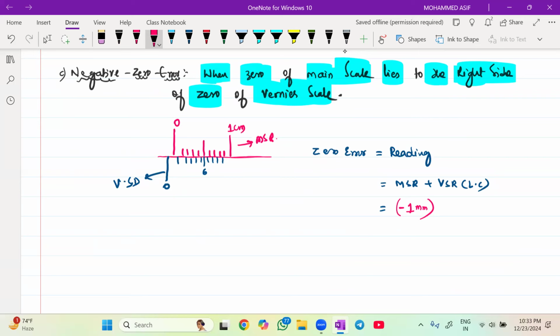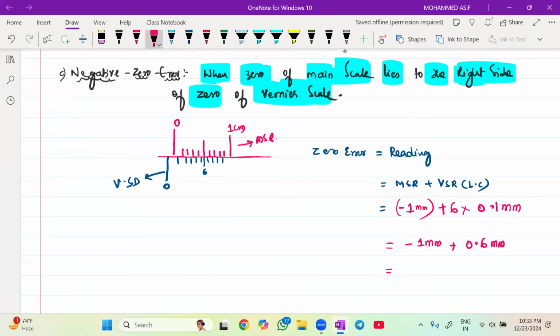If nothing has been given, I'll take it as -1 mm plus the VSR, the number which is coinciding. I have written in the diagram 6, very clearly. 6 is coinciding, so it will be 6 multiplied by the least count in mm. It will be equal to 0.1 mm. I have done one question in centimeters, and I'm doing one question in mm. So this will be -1 mm plus 0.6 mm.